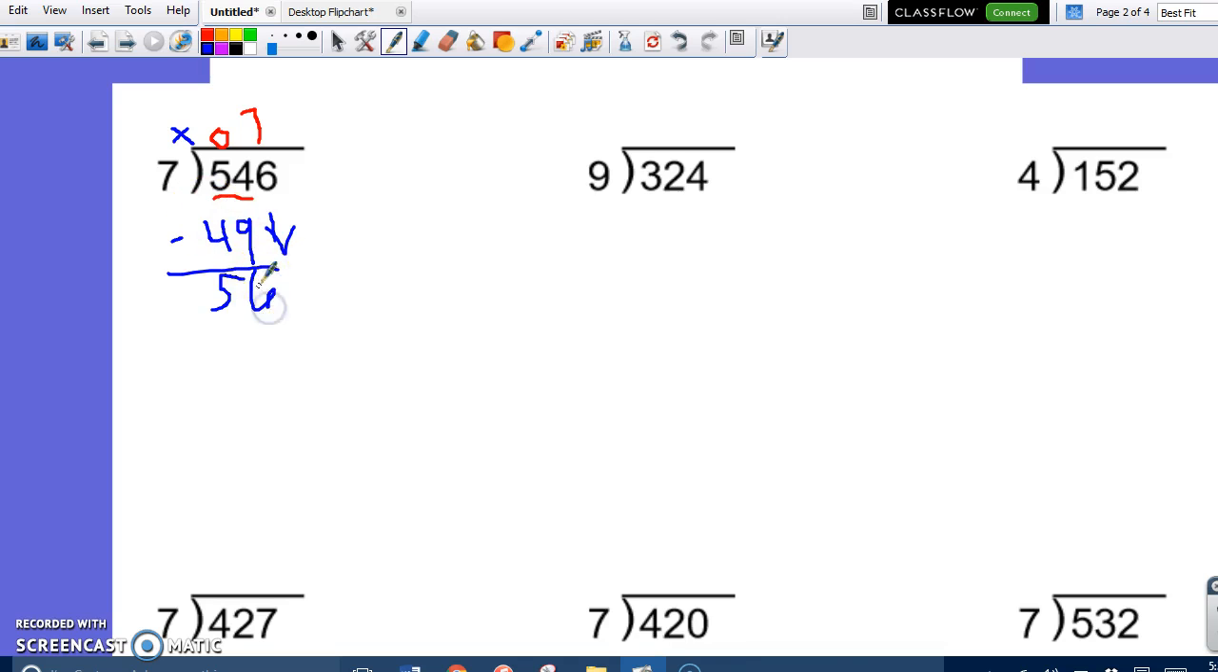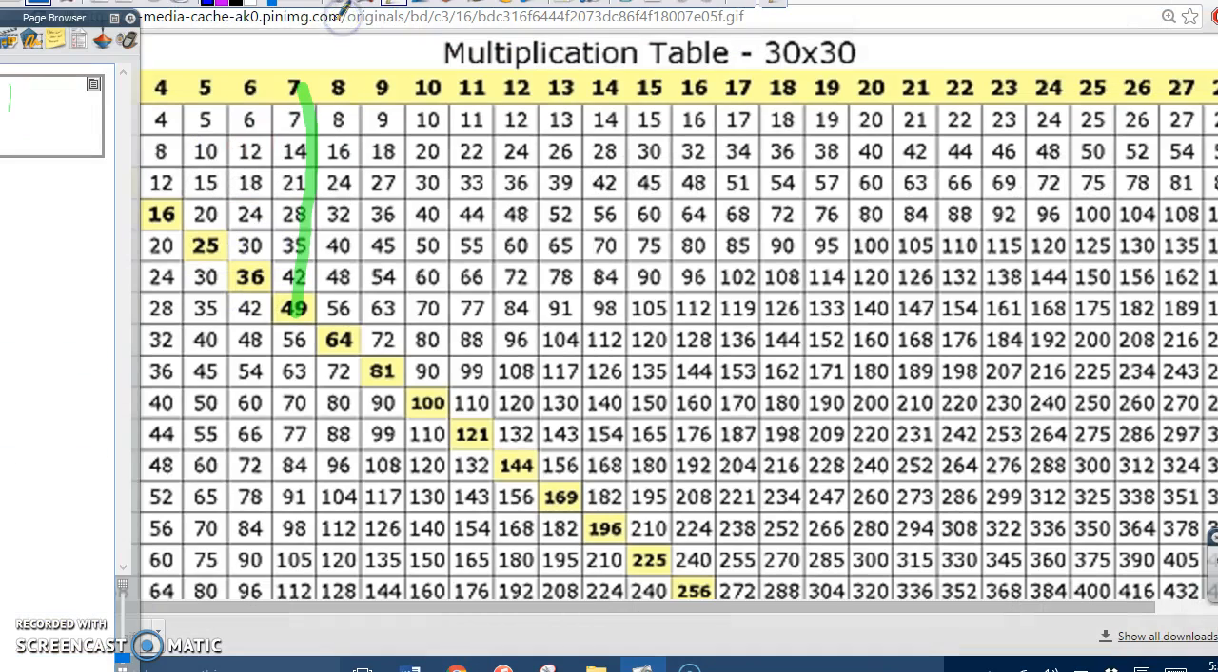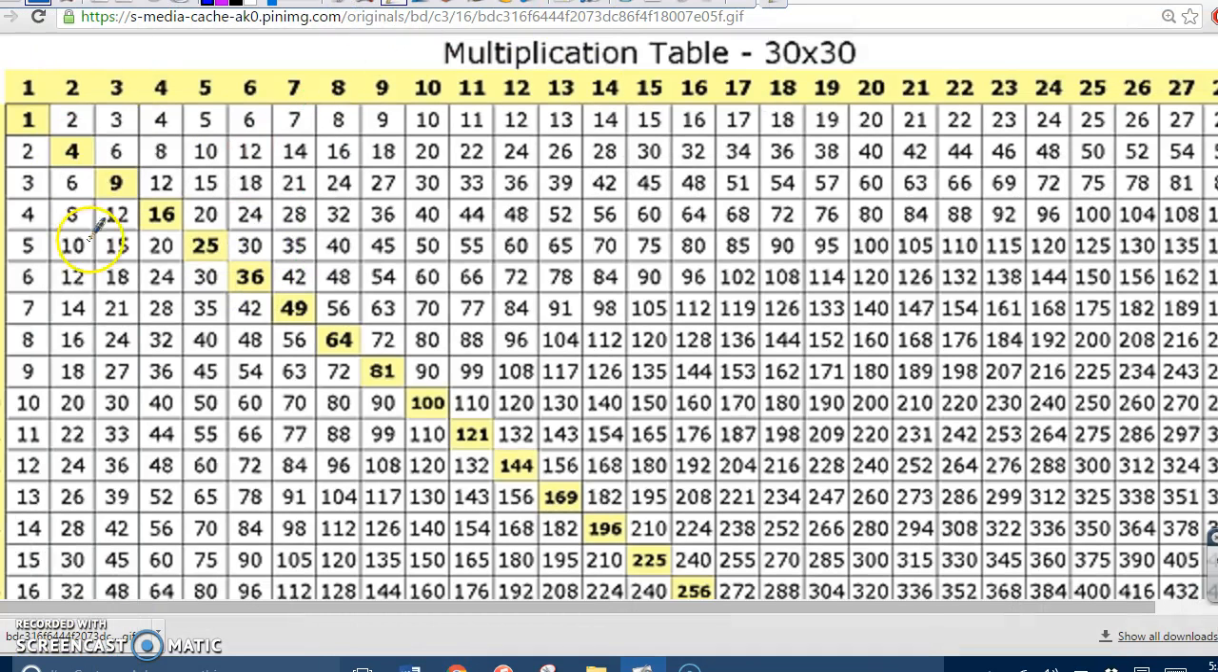So now I got 7 going into 56. How many times will 7 go into 56? Looking at the chart, 7 will go into 56. Look at that, an even amount of times. Oh, shucky ducky, I got a whole number because 7 times 8 is 56.